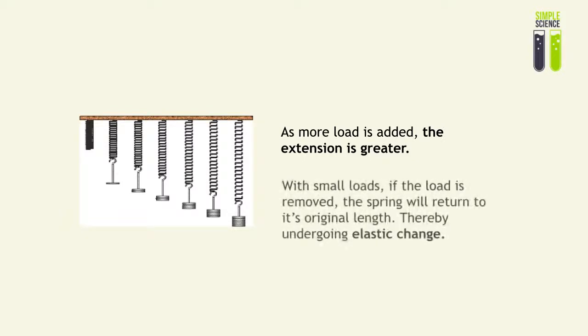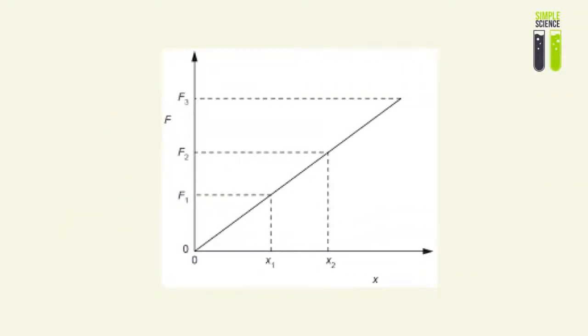And we find out that with small loads, or before we reach the elastic limit, if the loads are removed, then the spring will return to its original length. And the key point about this video is to distinguish between going back to the original length and not going back to the original length. If the spring does come back to its original length when the load is removed, then it is undergoing elastic change. And in this situation, the graph of extension to force would be like that. It's a perfectly straight line, and there we have not reached the elastic limit.